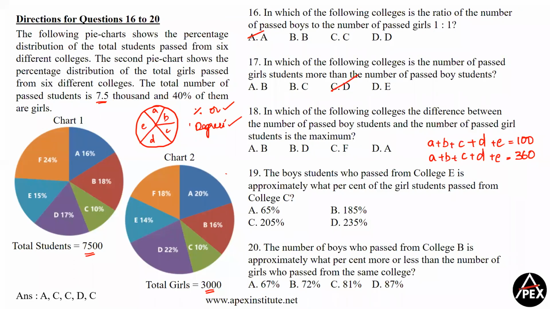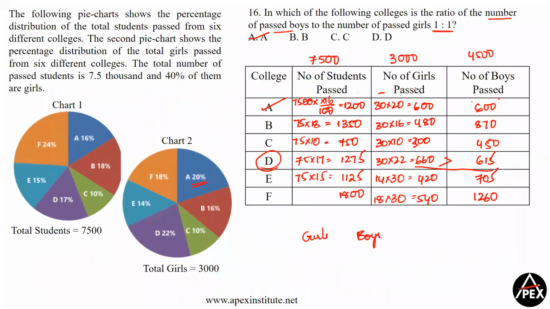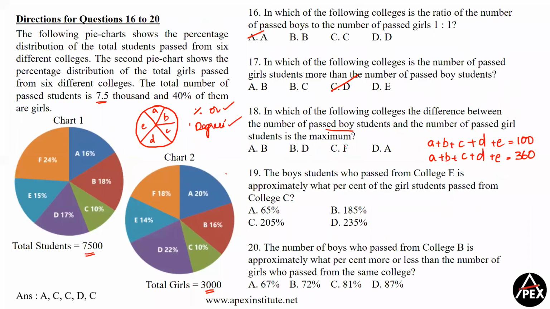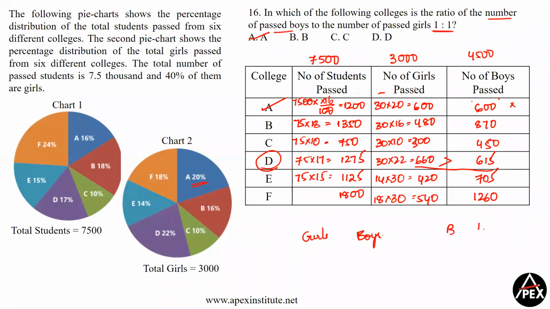Now in which of the following colleges is the difference between the number of passed boy students and the number of passed girl students maximum? Okay, so it cannot be A. So what are the options? B, D, F, A. It cannot be A. So let us check for only these three colleges. Okay. Now F, D. It cannot be D also, isn't it? And between B and F, okay, it cannot be B. So it should be F only.